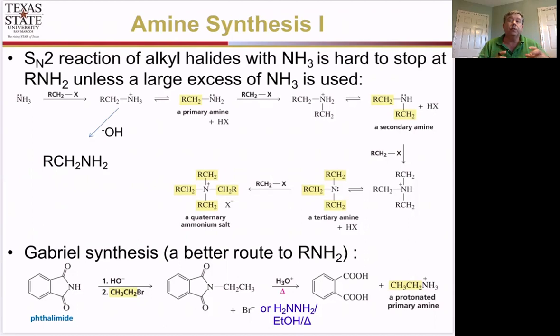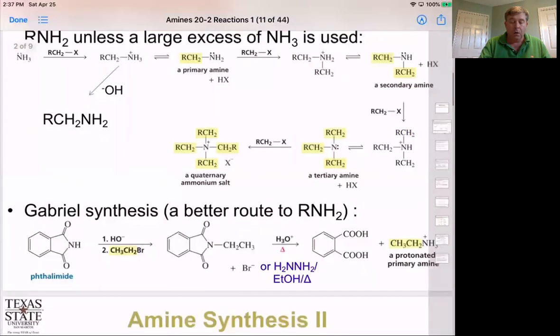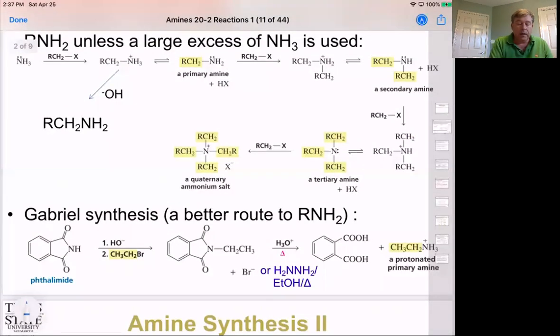In this case, we're using an ammonia equivalent to create the primary amine and then go ahead and reduce it back down to our usable primary amine. So in the Gabriel synthesis here, we're going to use basically this ammonia analog right here as a phthalimide. So this is phthalic acid that's been reacted with ammonia to make this phthalimide right here.